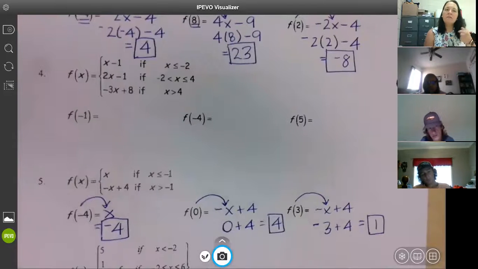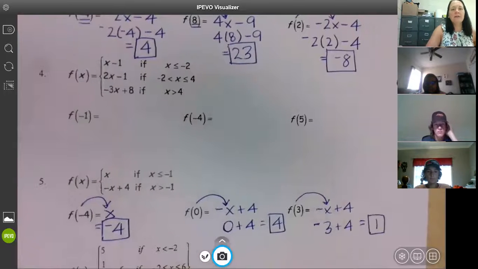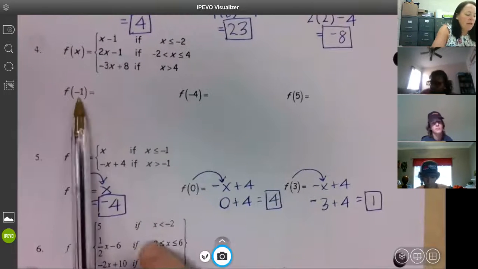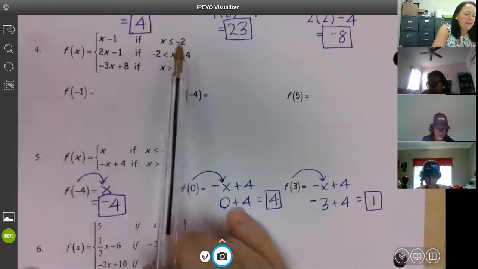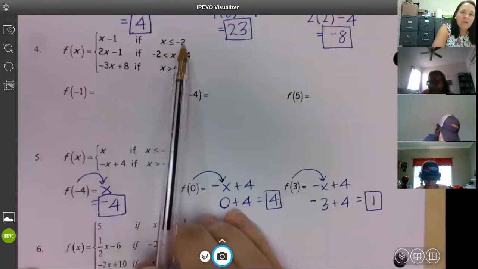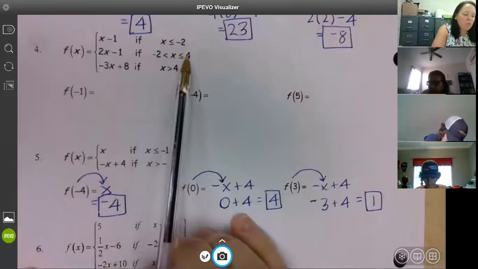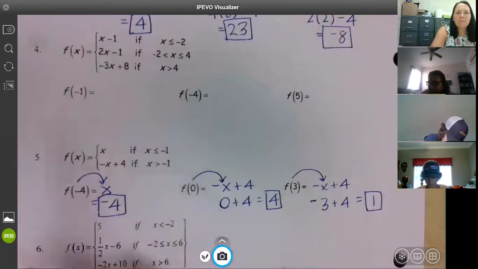All right, the 3 ones work the same way. So you're just figuring out where it fits in there. So I'm going to try to leave 5 up and move 4 up a little bit. If we look at negative 1, is negative 1 less than or equal to negative 2? Does it fall between negative 2 and 4? Or is it greater than 4? Where is negative 1?